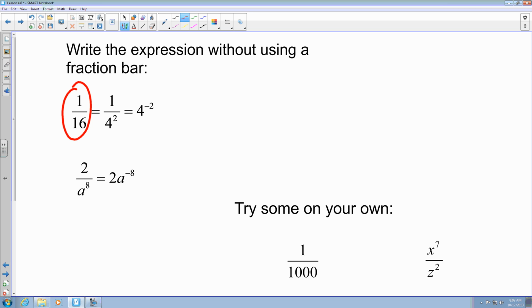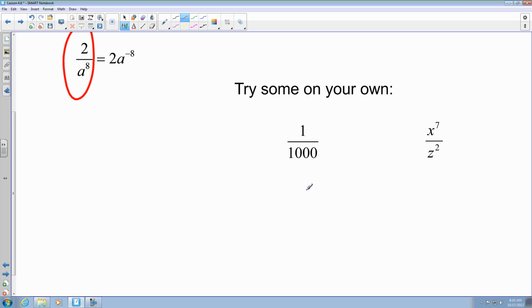And in order to remove that fraction bar, I just move my 4 squared to the numerator and make my exponent a negative number. Similar to 2 over a to the 8th power, that's going to equal 2a to the negative 8. So if I look at this example here, I have 1 over 1,000.